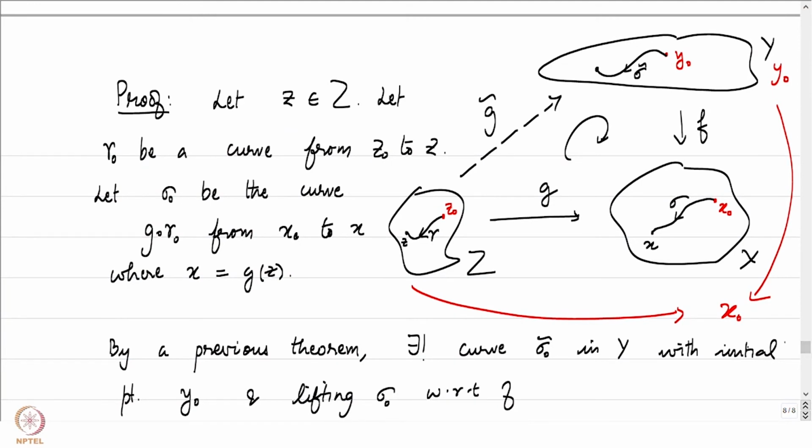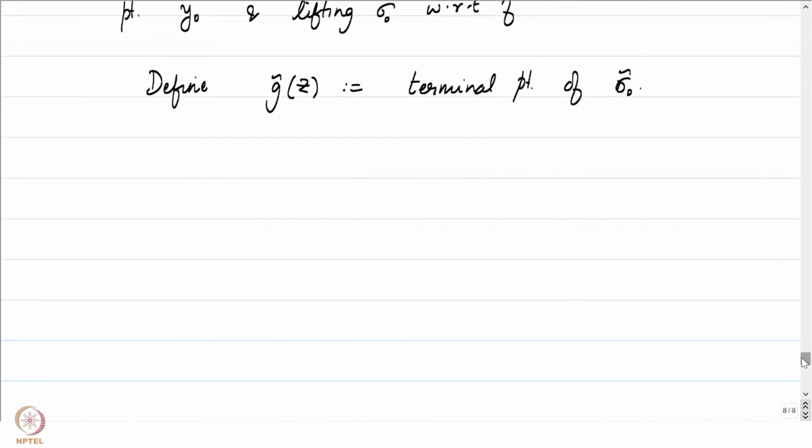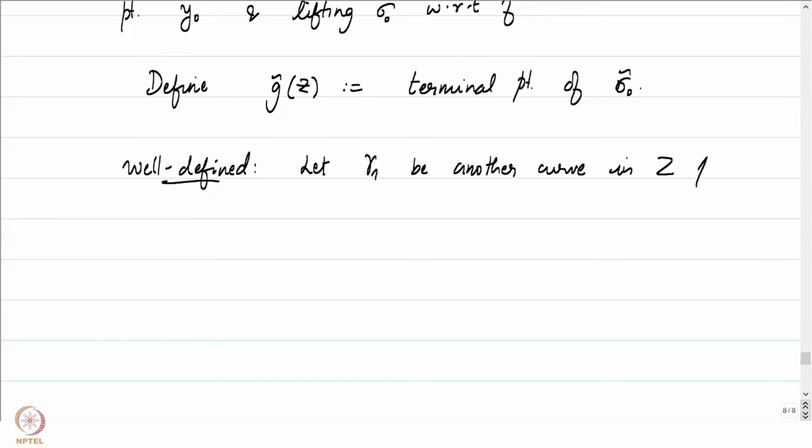It doesn't depend on which curve we pick. So the question of well-definedness, let's address that. Let gamma 1 be another curve in capital Z from z0 to z1. The thing to keep in mind is that our Z is simply connected. Since Z is simply connected, any two curves between two fixed points are going to be homotopic with fixed endpoints. That's something which we have already seen.